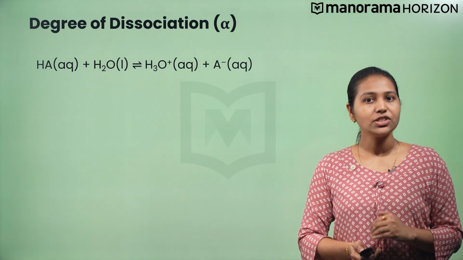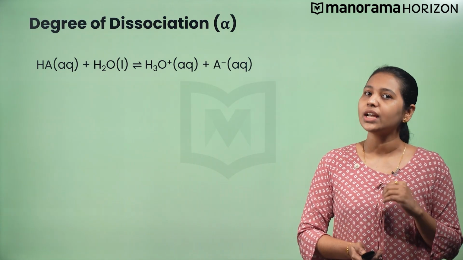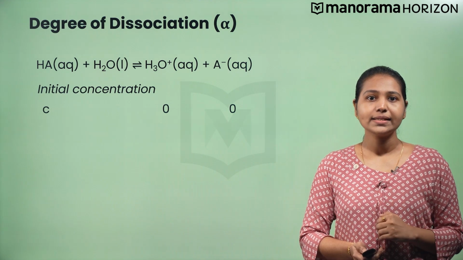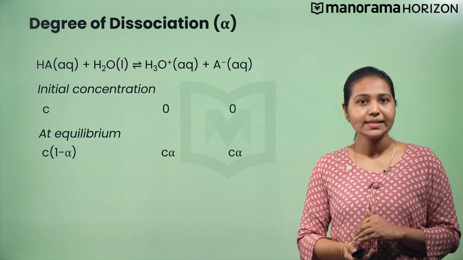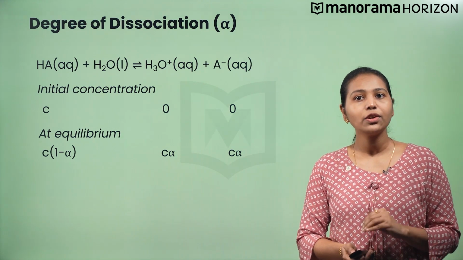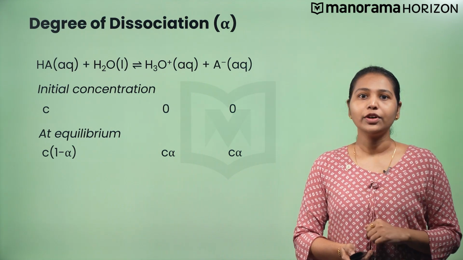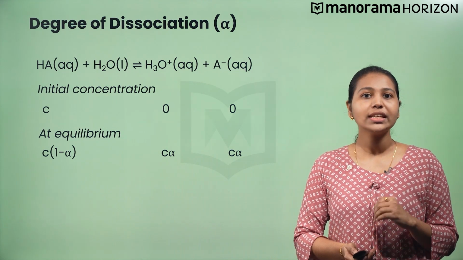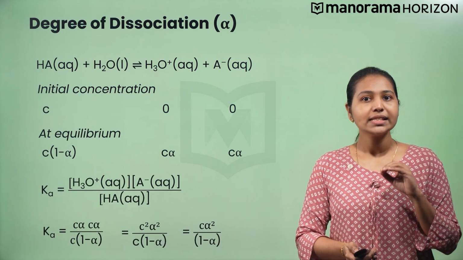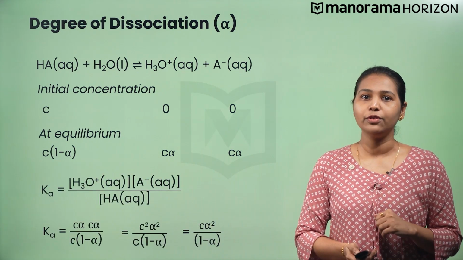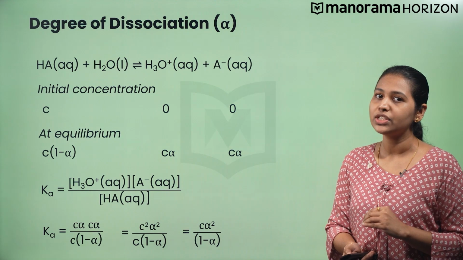The extent of dissociation or ionization of weak acids is represented in terms of the degree of dissociation, alpha. To understand this term, let us consider C moles per liter of a weak acid. If alpha is the extent of dissociation of this weak acid, then at equilibrium, the concentration of reactant will be C into (1 minus alpha) and that of products would be C alpha. Now, by substituting these concentrations in the equation for the dissociation constant at equilibrium, you may write Ka equals C alpha squared divided by (1 minus alpha).